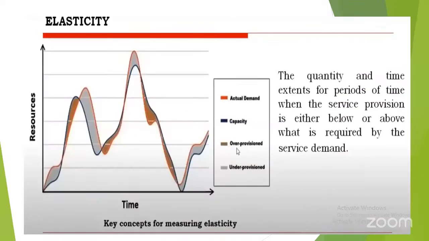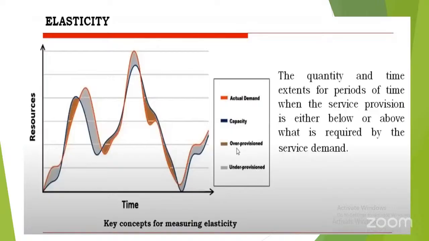See here, this is our diagram, elasticity. Elasticity can be defined with four different colors. The first one is orange, actual demand, and the blue is capacity. Next is over provision and under provision. This is the quantity and time extent for the period of time when the service provision is either below or above what is required by the service demand.